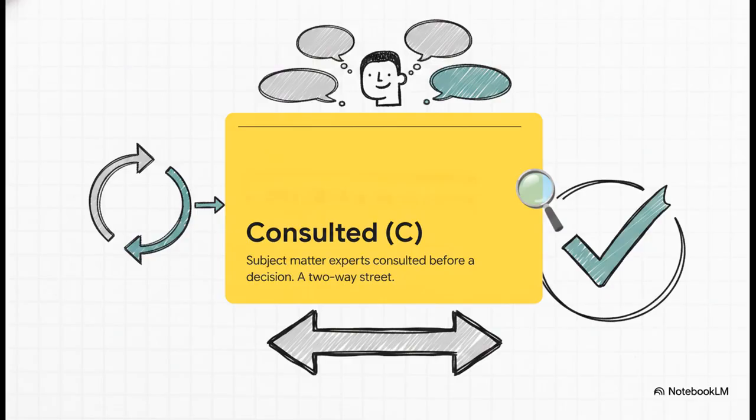Moving on to the C, which stands for consulted. Think of the C as a two-way street of communication. These folks are your subject matter experts. Now, they aren't doing the heavy lifting of the R, and they definitely don't have the final veto power of the A, but their input is absolutely vital before a decision gets made. You consult them to gather the right data, the right advice, or feedback just to make sure the R is doing the work correctly the very first time.